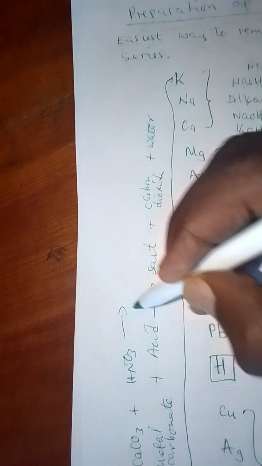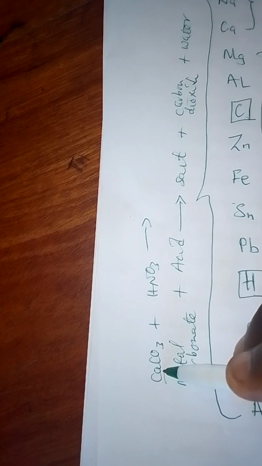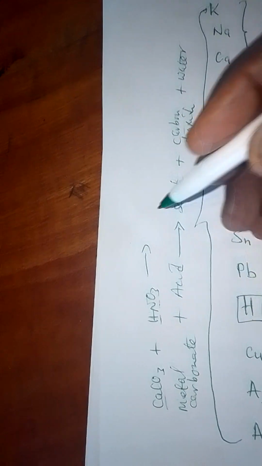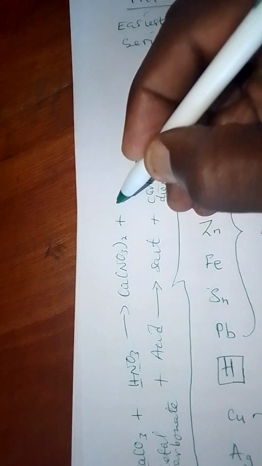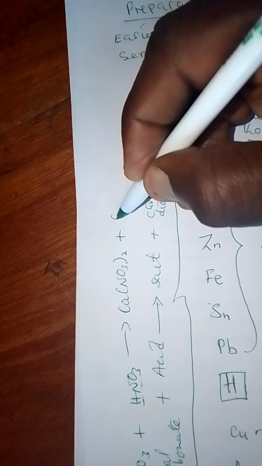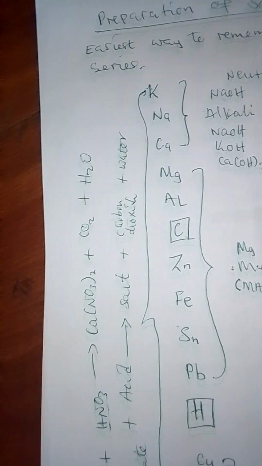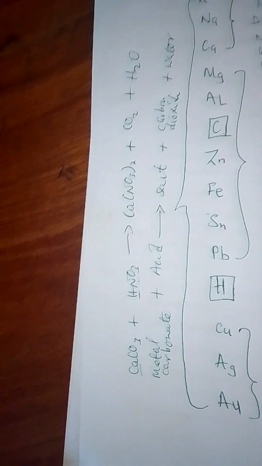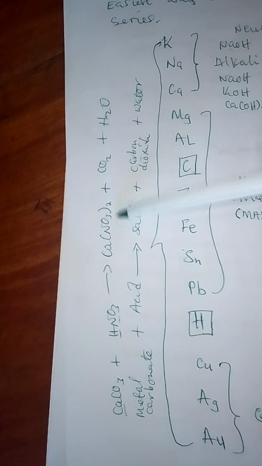Nitric acid. What salt are we going to form here? The calcium is going to displace this hydrogen and it will combine with what? Nitrate. So we shall have calcium nitrate plus carbon dioxide plus what? Water. You just balance the equation there. It's you writing an exam. It's not me. Balance it.